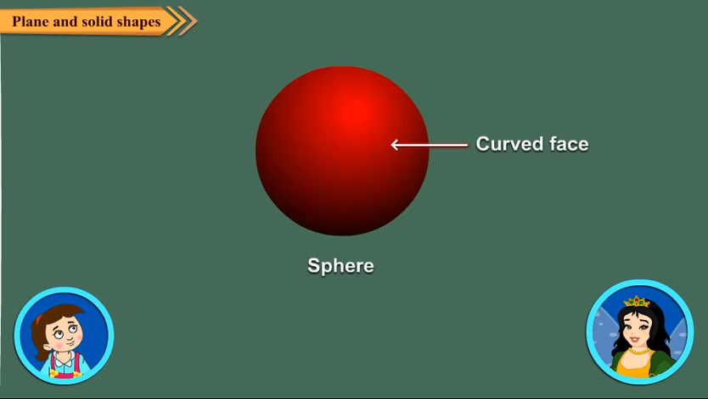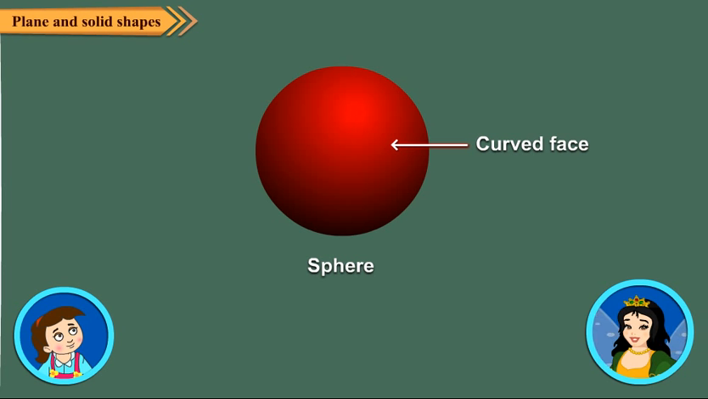Now observe this shape. It looks like a football. It has no vertex and no corners. It has only one curved face. Oh, as we have straight line and curved line, in the same way, we have flat face and curved face.